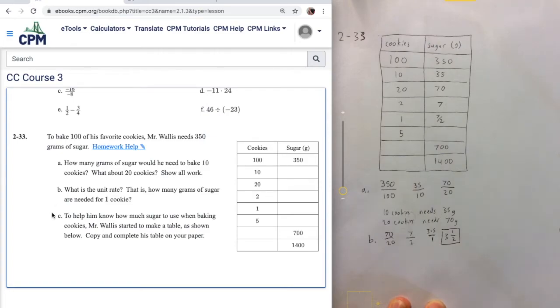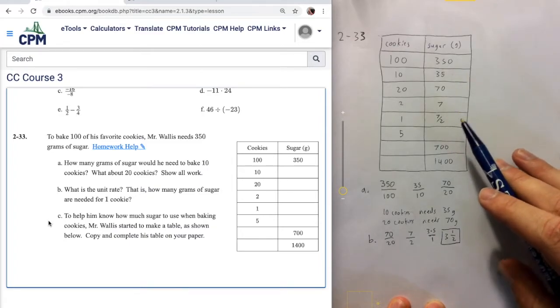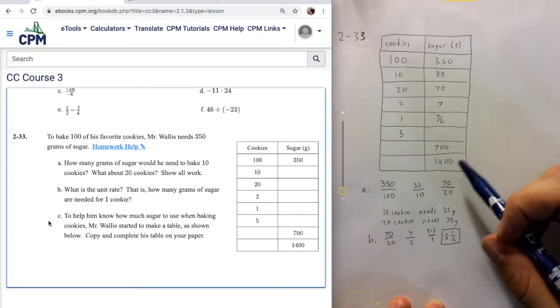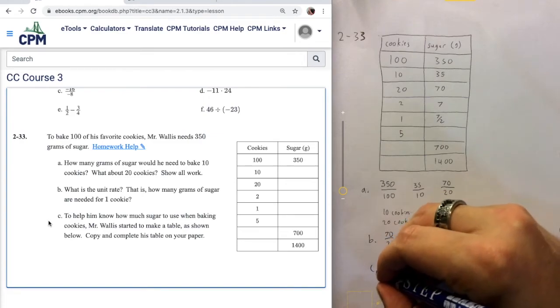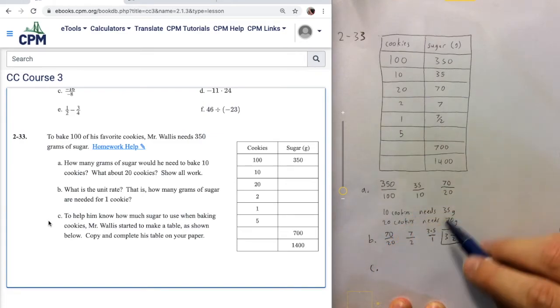And then part C says, to help him know how much sugar to use when baking, Mr. Wallace started to make a table as shown below. Copy and complete the table on your paper. So that's what I've been doing so far. I've been using the table, filling it in, but now we can finish filling it in. So I'll do the working out for C down here.